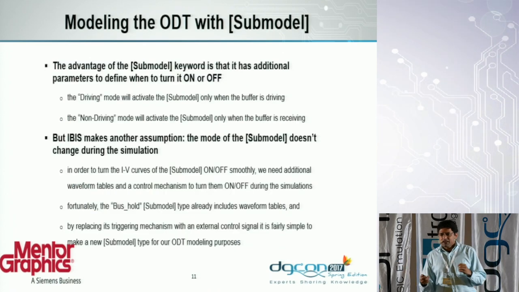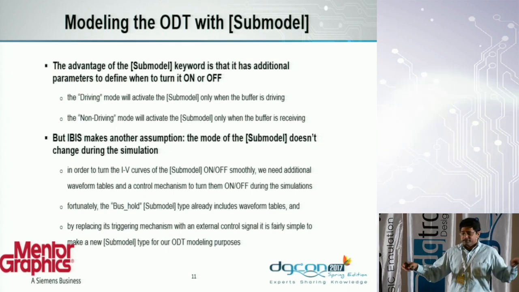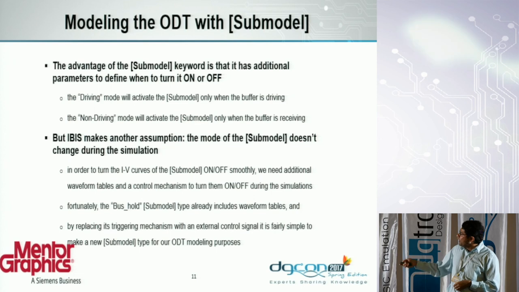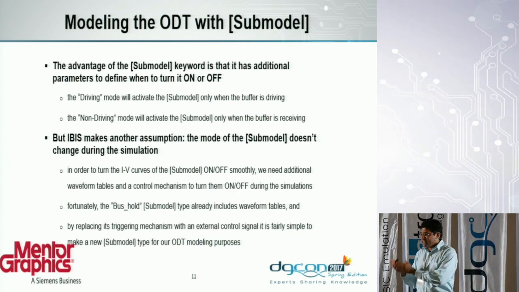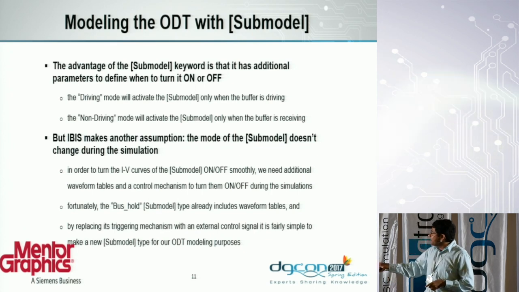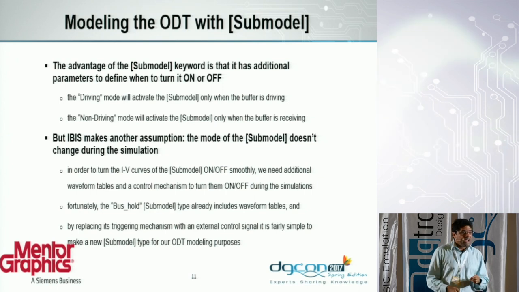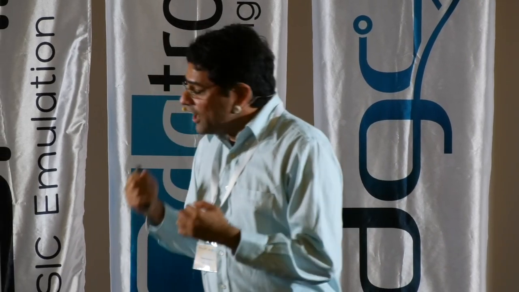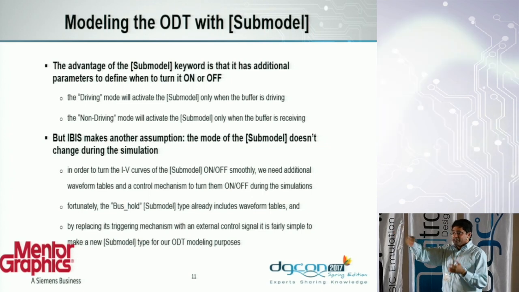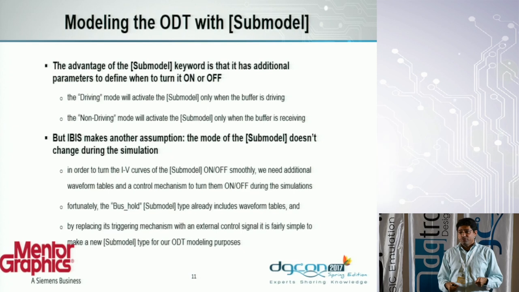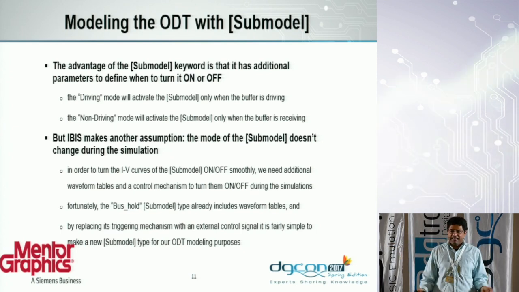There is a way of modeling ODT on versus ODT off using these submodel keywords in IBIS. However, even with this submodel, it is still static. You can either select ODT on, or you can select ODT off. However, there is a bus hold submodel keyword where you can tell it to change some characteristics of the buffer. However, the toggling, that thing that says change, needs a voltage waveform. The simulating tool cannot tell it to change now. You need an external voltage, which becomes a headache.